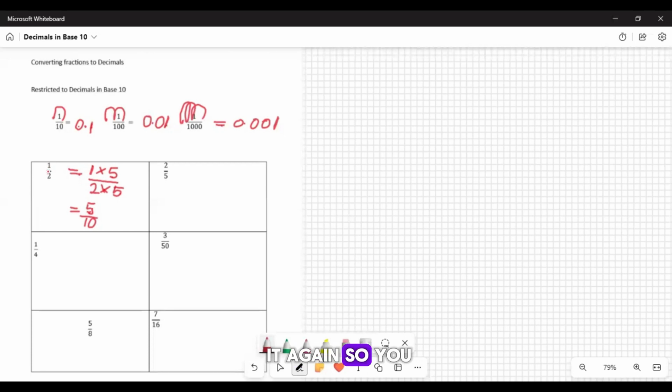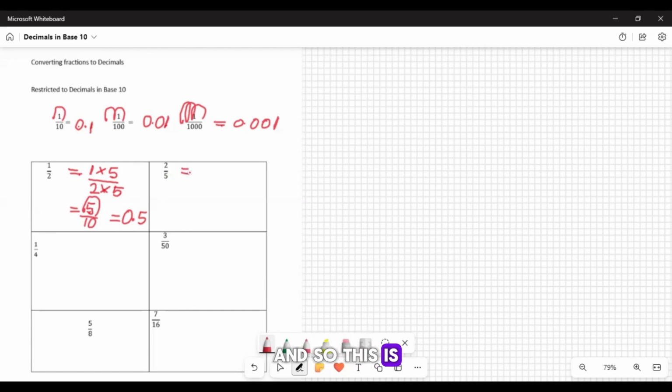Let me go over it again. So you have 2 here, but you realize that you can get base 10. And so you try to find the equivalent of this fraction in base 10. So you multiply the numerator by 5 and you multiply the denominator by 5 and get 5 over 10. So when you get your 5 over 10, you move the point once. And so this is going to give you 0.5.